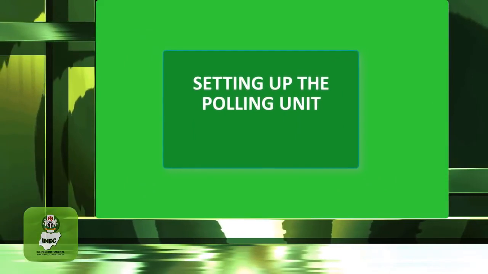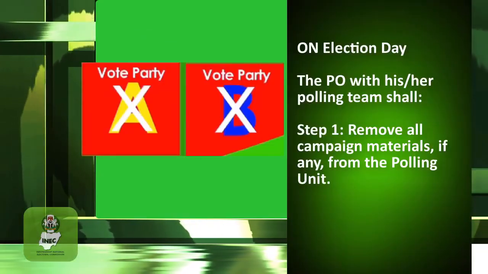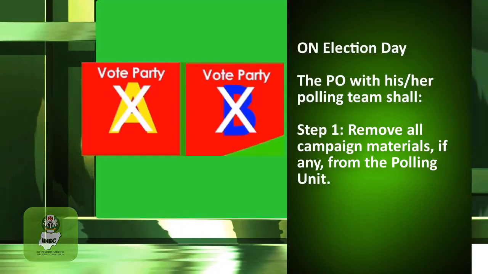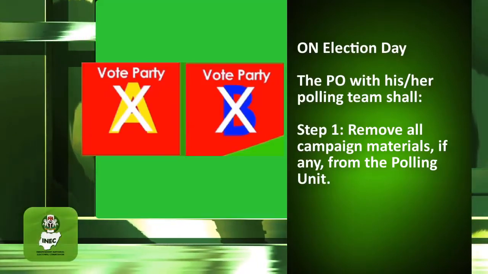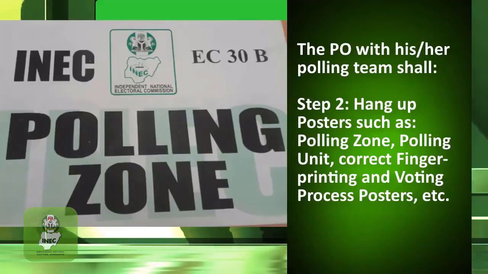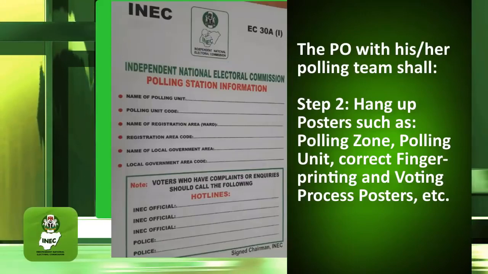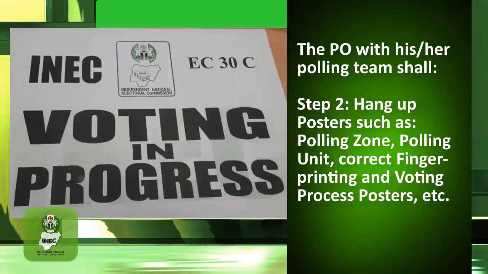Module 4. Setting up the polling unit. On election day, the PO with his or her polling team shall: Step 1. Remove all campaign materials, if any, from the polling unit. Step 2. Hang up posters such as polling zone, polling unit, correct fingerprinting, and voting process posters, etc.